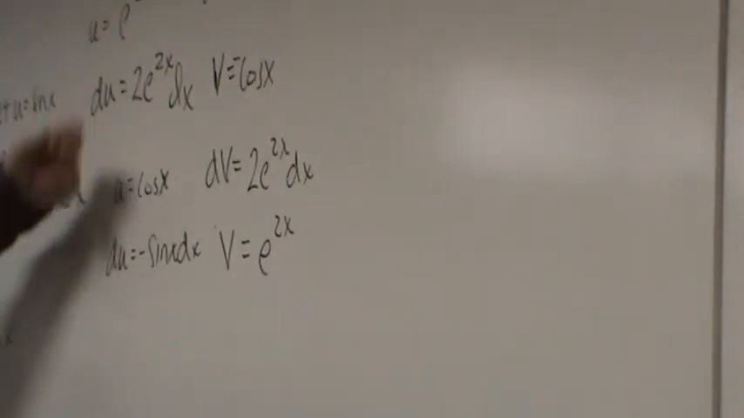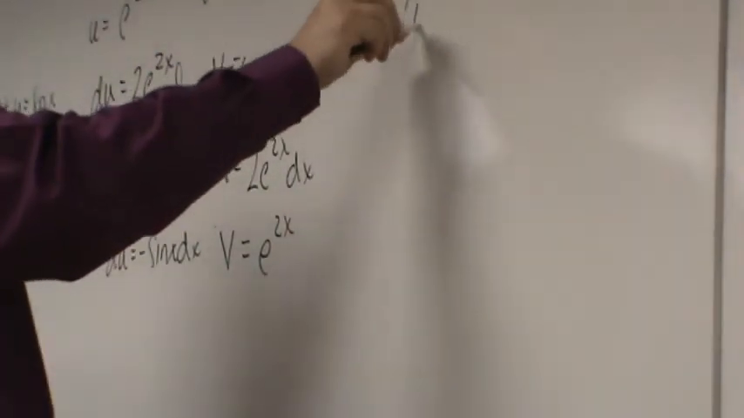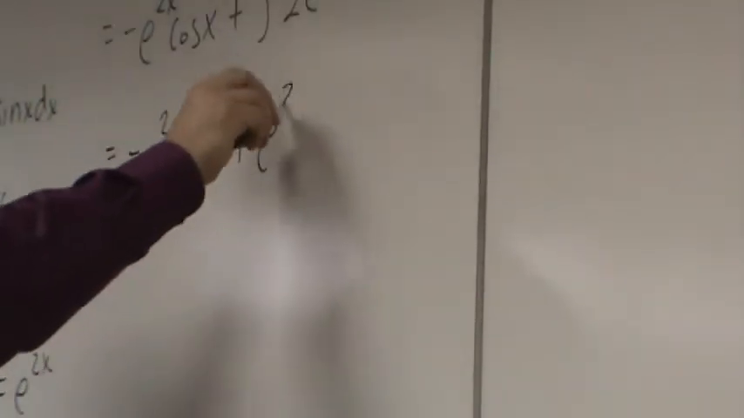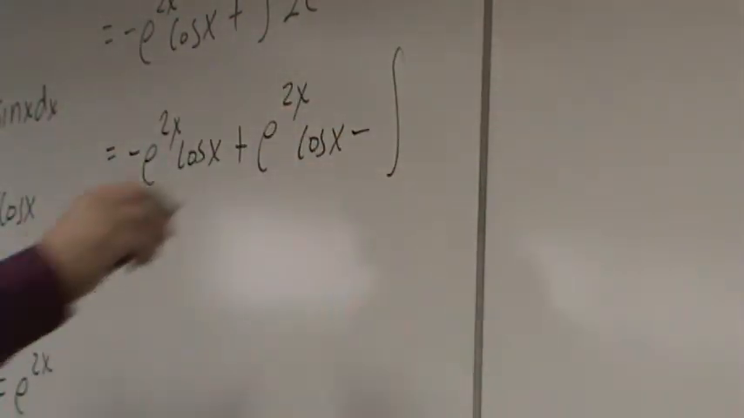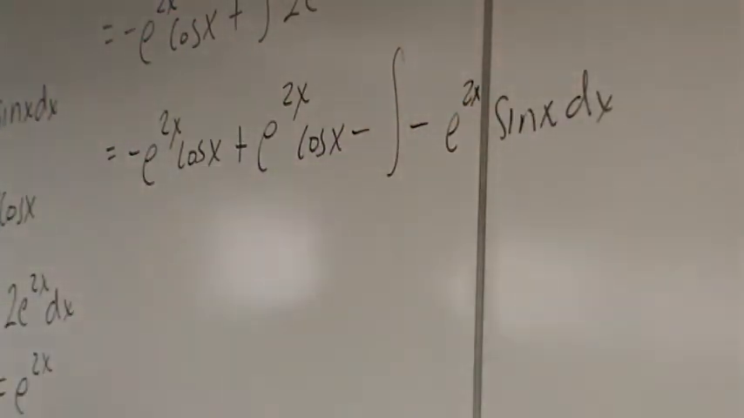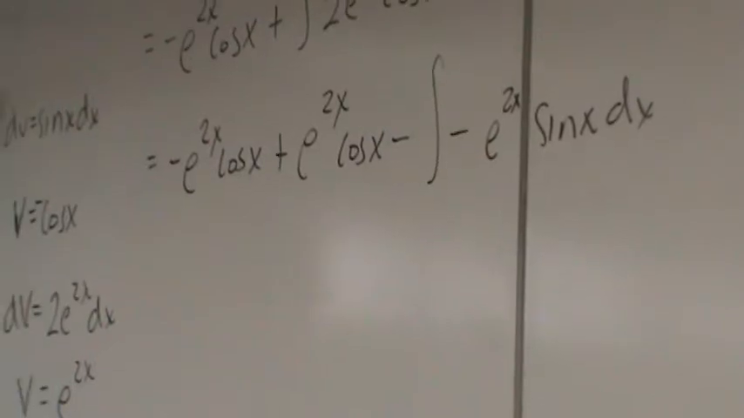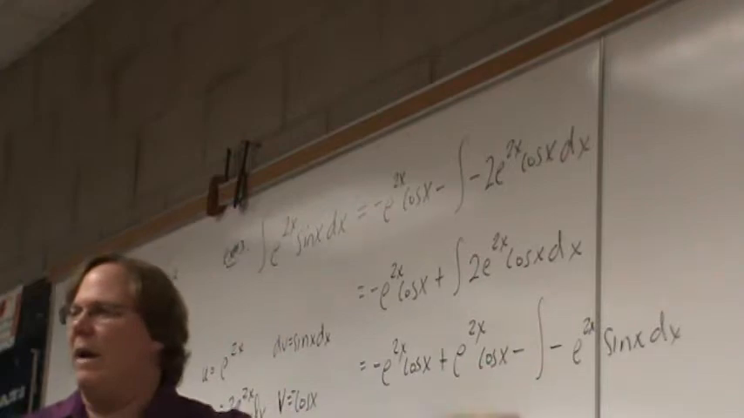If I chose wrong and decided to change horses in the middle of the stream, then here's what I get. Negative e to the 2x cosine of x plus uv, which is e to the 2x cosine of x, minus the integral of v du, which is negative e to the 2x sine of x dx. Do you notice what I end up on the right side with? I end up with my original problem, which is not good. These two guys cancel, I'm left with my original problem.